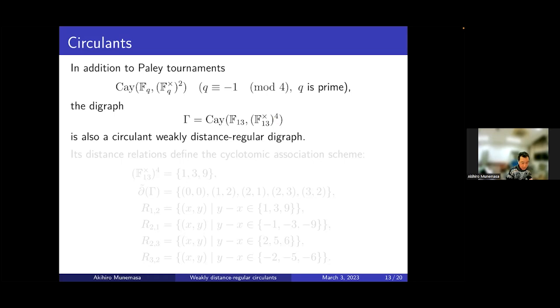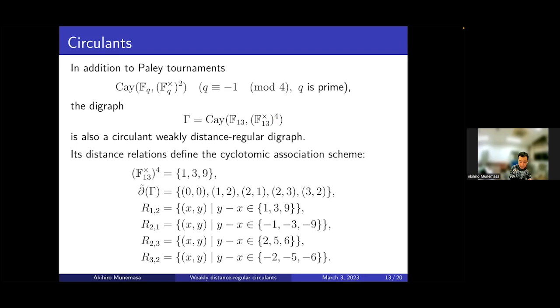In this second example, its distance relations define, in fact, the cyclotomic association scheme. So this is a 4-class scheme. The set of relations are indexed by the 2-way distances 1, 2, and its opposite, and so 2, 3, 3, 2. No other 2-way distance appears other than this obvious 0, 0. And in terms of connection set, the arcs have connection set 1, 3, 9, and the opposite arc, and the distance 2, but not opposite one, are 2, 5, 6, and its opposite. It turns out they are known as the cyclotomic classes, or the residue classes of the subgroup of index 4.